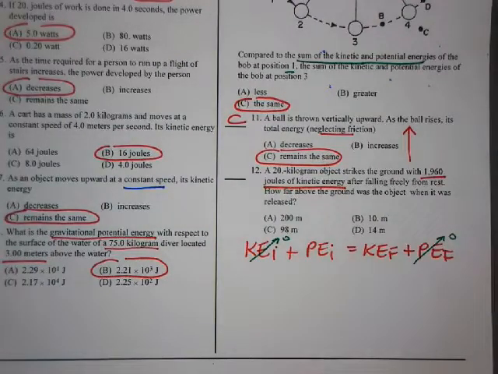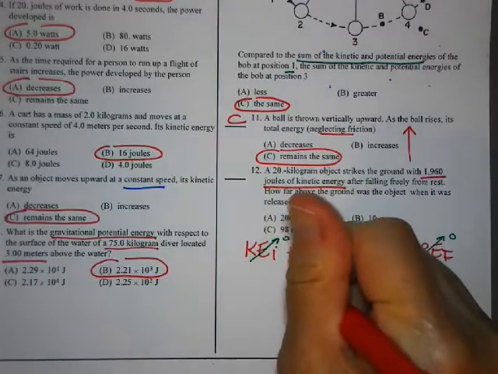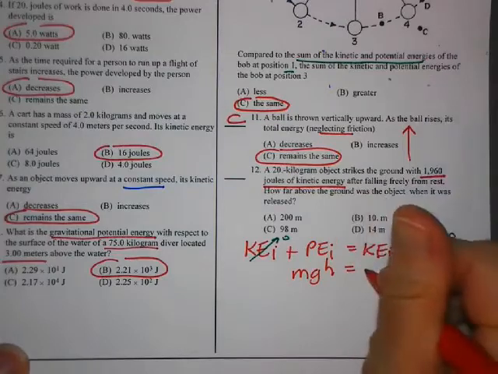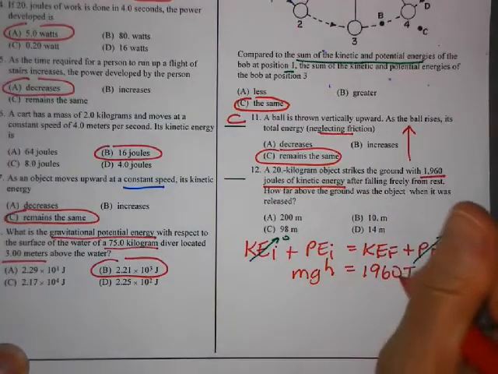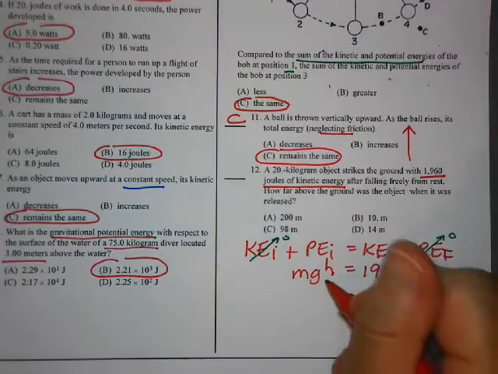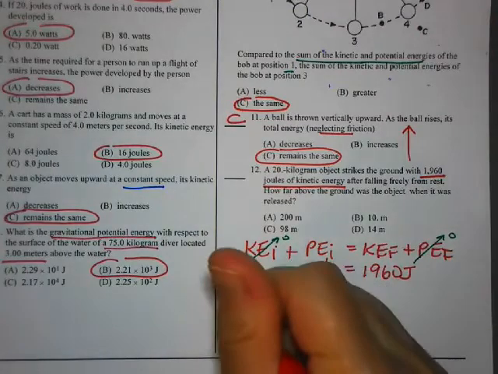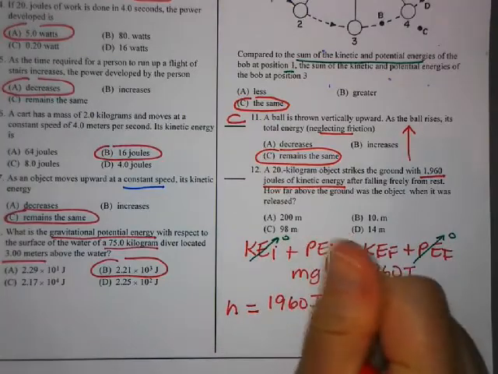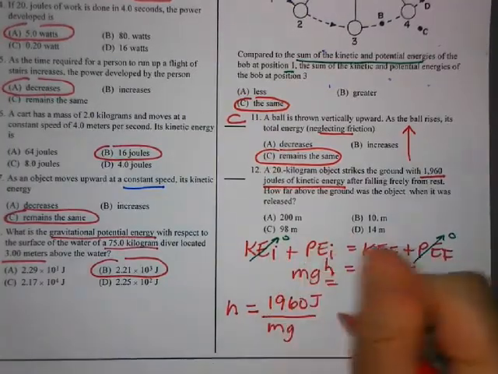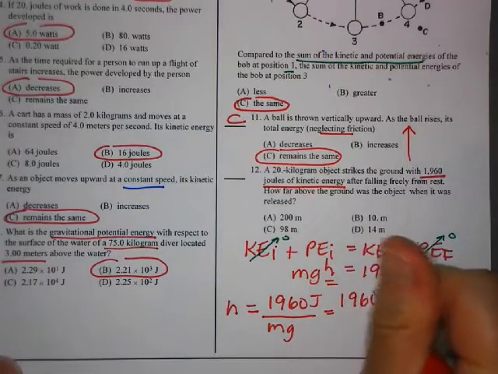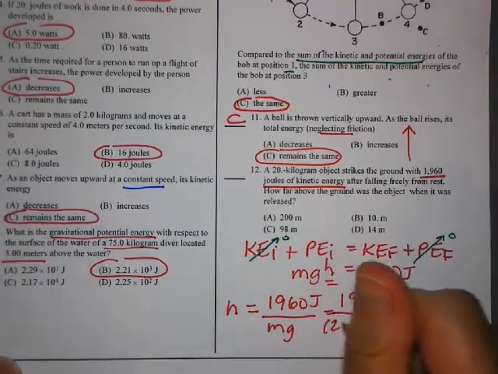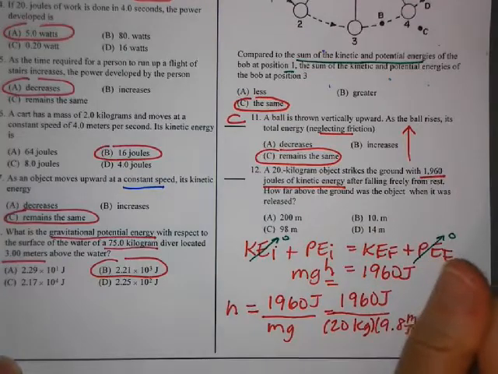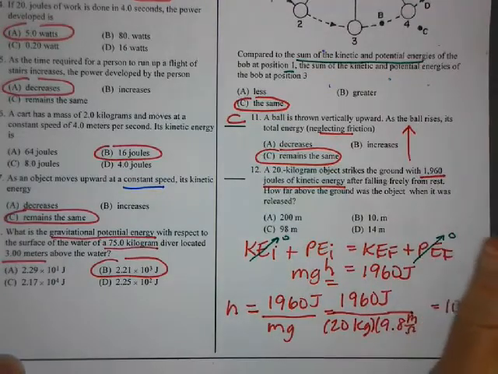So now we see that mgh is equal to KEF, and they told us KEF was 1960 joules. Now I'm going to rearrange the equation because they ask us to solve for h. So h is equal to 1960 joules divided by mg. So it's 1960 joules divided by 20 kilograms times 9.8 meters per second squared. So this comes out to be 10 meters.